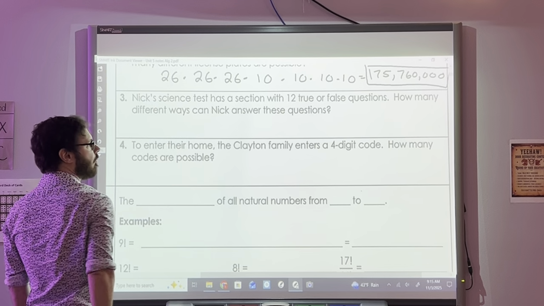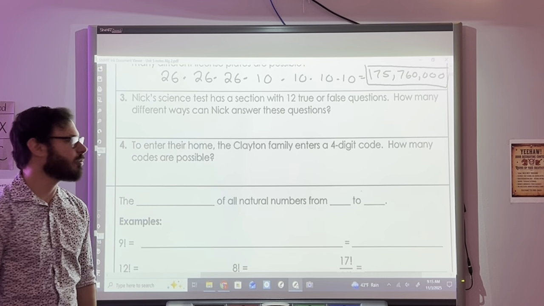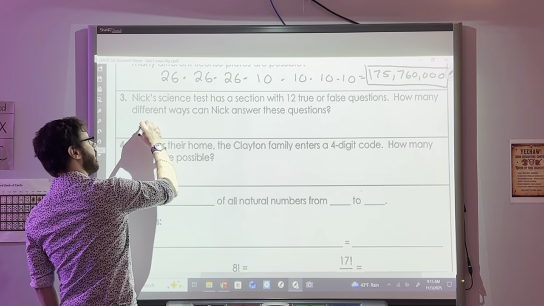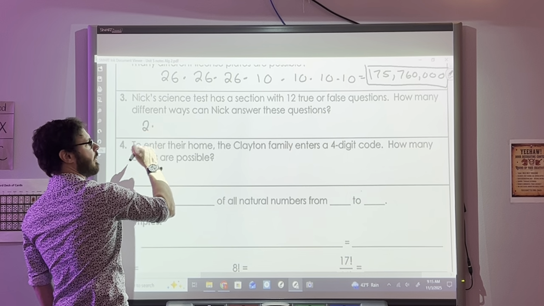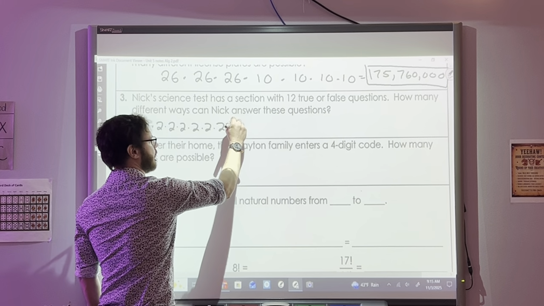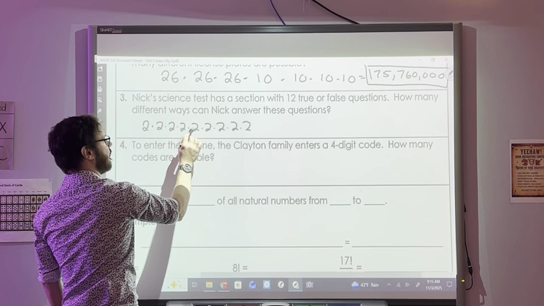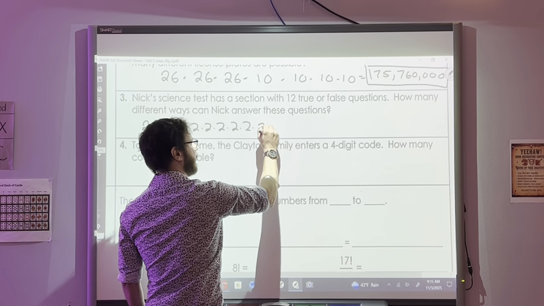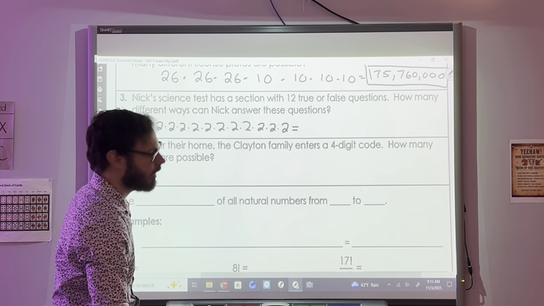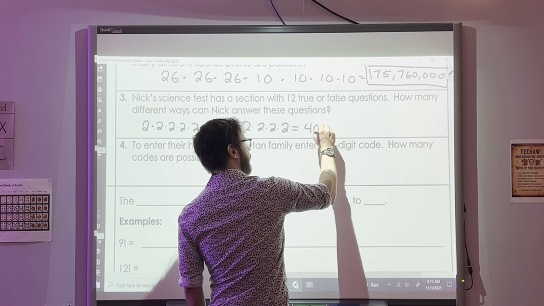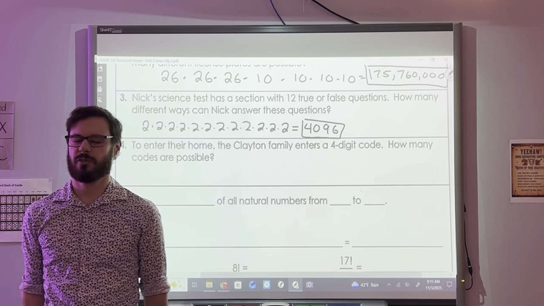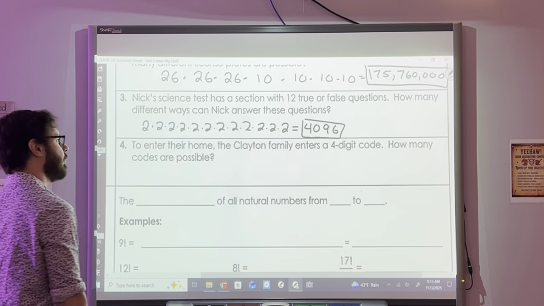A science test has a section with 12 true or false questions. How many different ways can Nick answer these questions? Well, how many different ways can you answer a true or false question? 2. There's only 2 of them. And I can do that 12 times. 1, 2, 3, 4, 5, 6, 7, 8, 9, 10, 11, 12. And if I multiply all those 2's together, I would get 4,096. That's a lot of ways to do that, and that's also a long way to write that out.